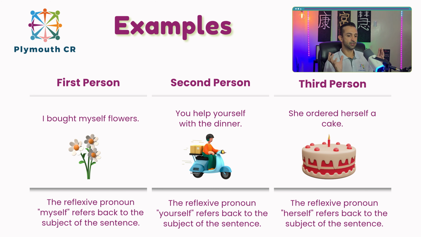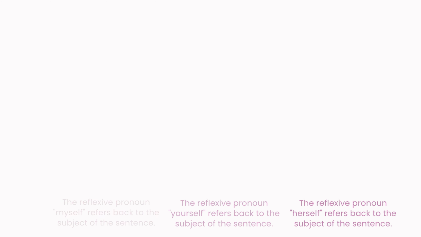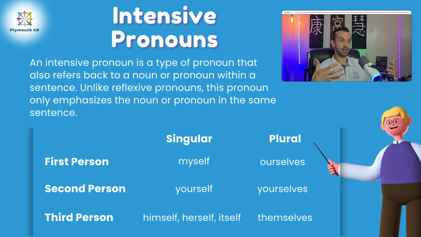Again, all of this is just to refer back to the subject of the sentence in each case, okay? Now, we have the same reflexive pronouns, but now we're going to call them intensive pronouns. Why? Because using the same words, we can emphasize the subject of the sentence when you want to be very clear or you want to emphasize. These are the exact same words: myself, ourselves, yourself, yourselves, himself, herself, itself, themselves.